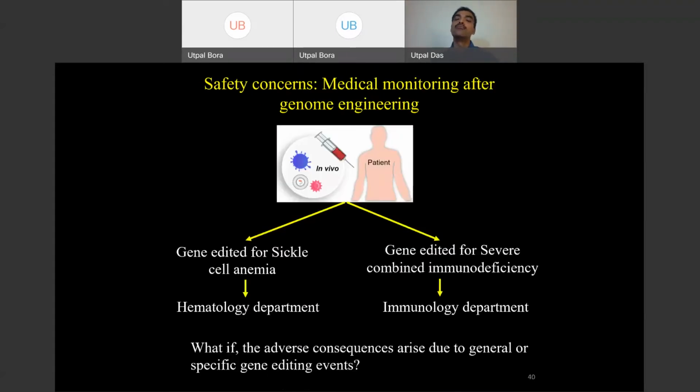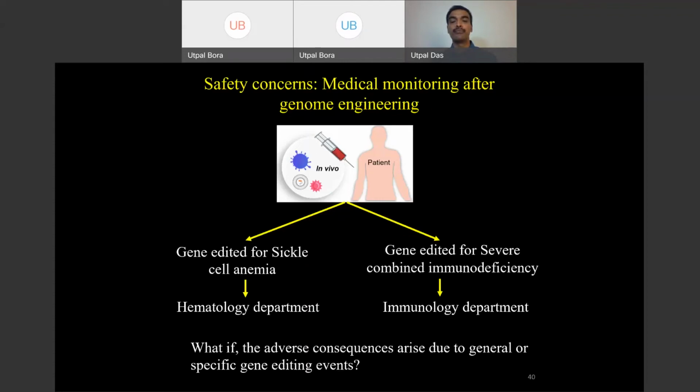And then medical monitoring. Tomorrow, let's say you inject certain gene editing tools into one patient to correct certain genes. Let's say, for example, sickle cell anemia, or severe combined immunodeficiency syndrome, right? If that patient has sickle cell anemia, you correct the gene, and if in future certain issues come, then that patient will go to a hematology department, which deals with blood or blood-related disorders, or the patient with severe combined immunodeficiency will go to the immunology department. That's totally fine. But if an adverse effect or consequence arises due to general or specific gene editing, where will you go? So there must be a protocol for long-term follow-up when you deal with genome editing tools. So this is, I think, important for us to discuss.